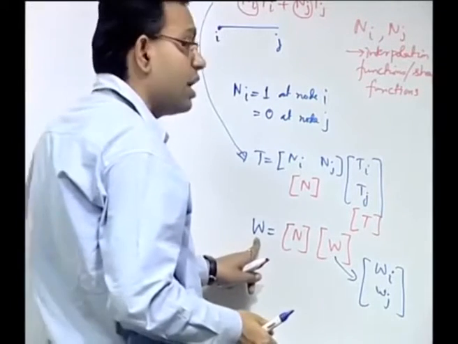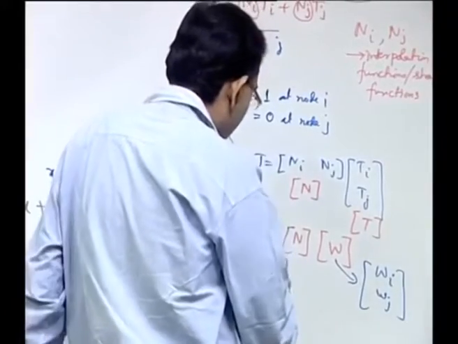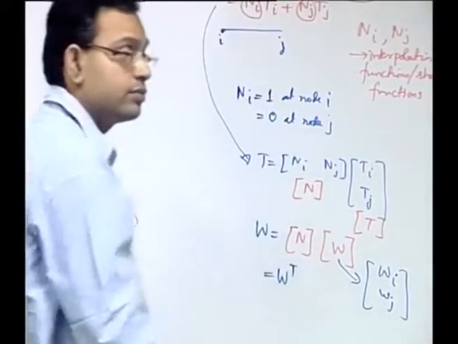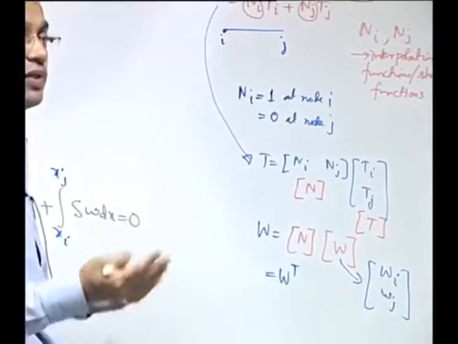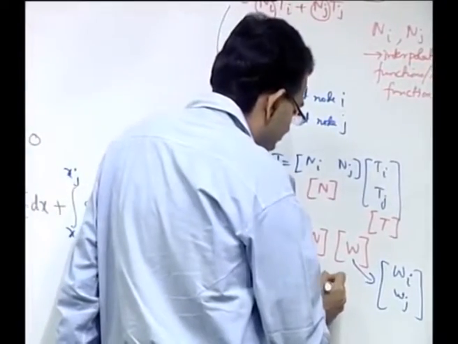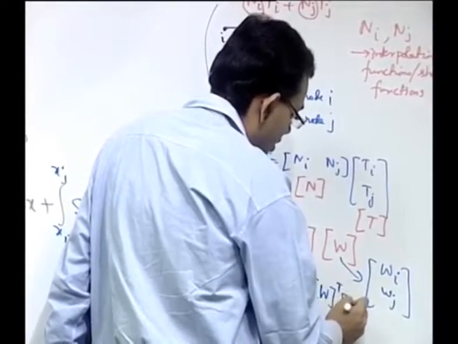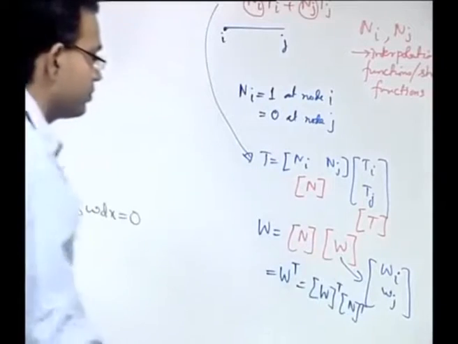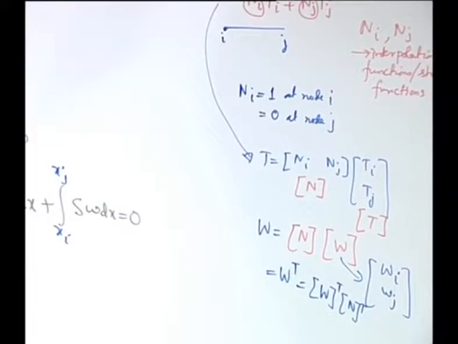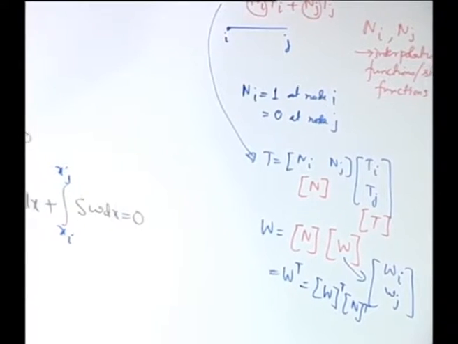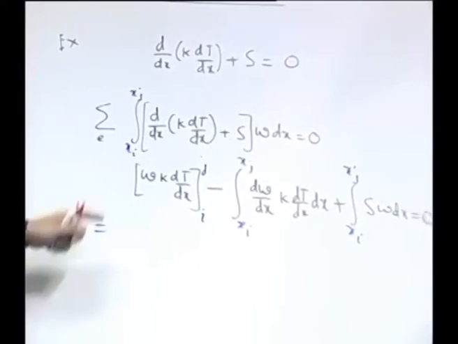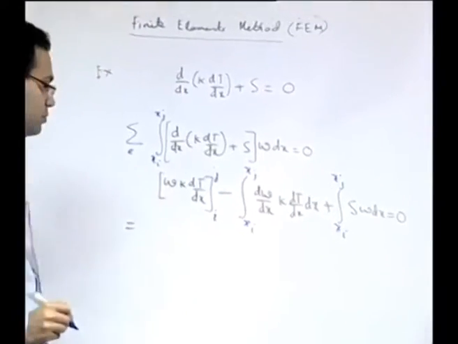Since W is a scalar, this is same as W transpose. It is just a scalar, transpose of the scalar is scalar itself. So, that is same as W transpose N transpose, because A into B transpose is B transpose into A transpose. So, with that in mind, let us try to write the corresponding form of this equation.